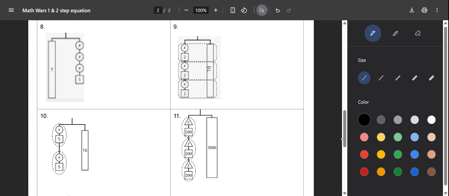Okay, I'd like you to solve number 8. That tells us we have 7 equals 1, 2, 3 x's plus 1. So I want you to pause the video, solve that, come back and see how you did.